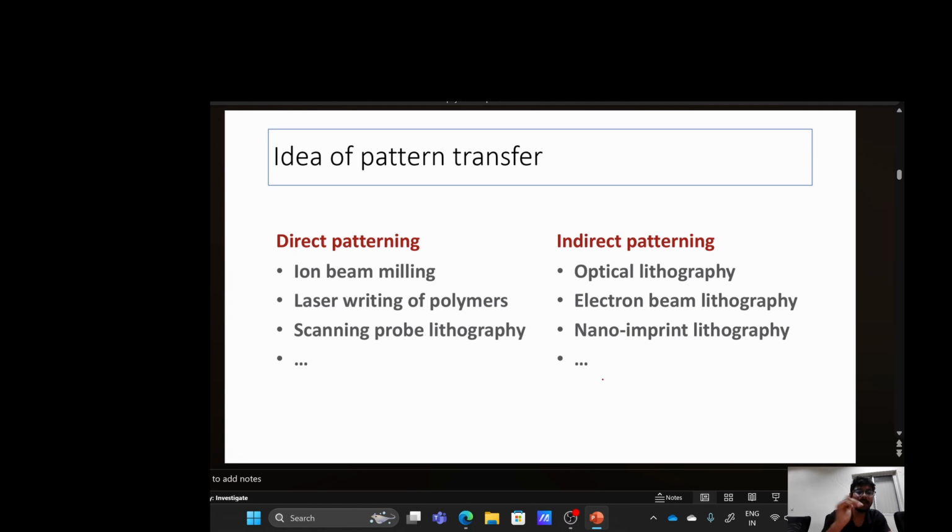So in direct patterning there are various tools which can be used, like ion beam milling. Milling in the sense you are just removing the material directly with the help of the ion beam.